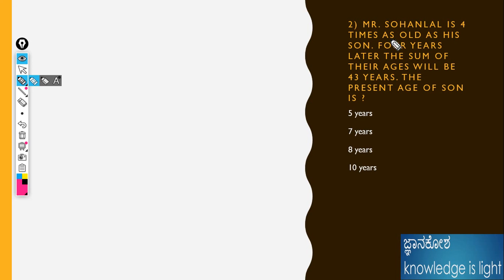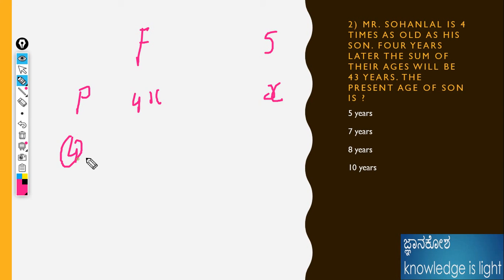Mr. Sonanal is 4 times as old as his son. Okay, fine. Father is 4x, and 4 years later than the son. Make the son's age x. The 4 years later, the sum of their ages will be 43. Okay, they mention the sum of their ages 4 years later. Then I will make the future column 4x plus 4 and x plus 4. Understand?